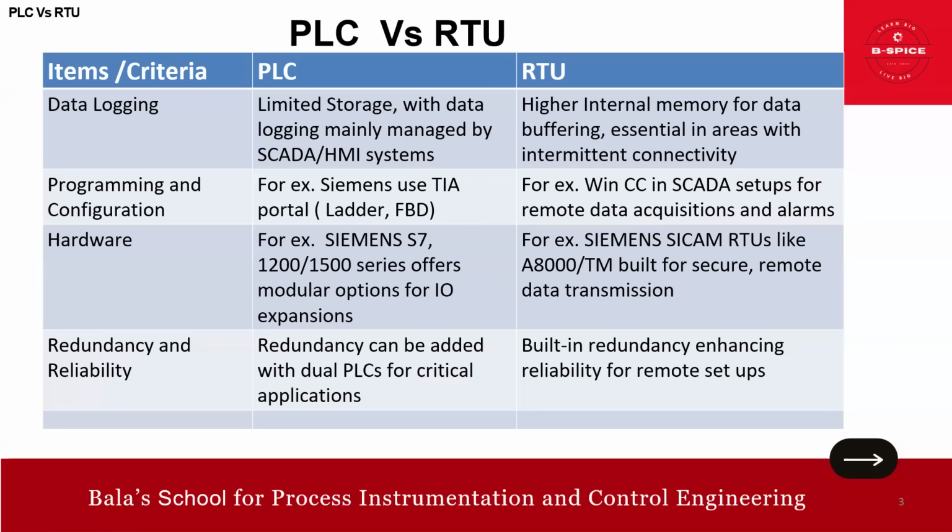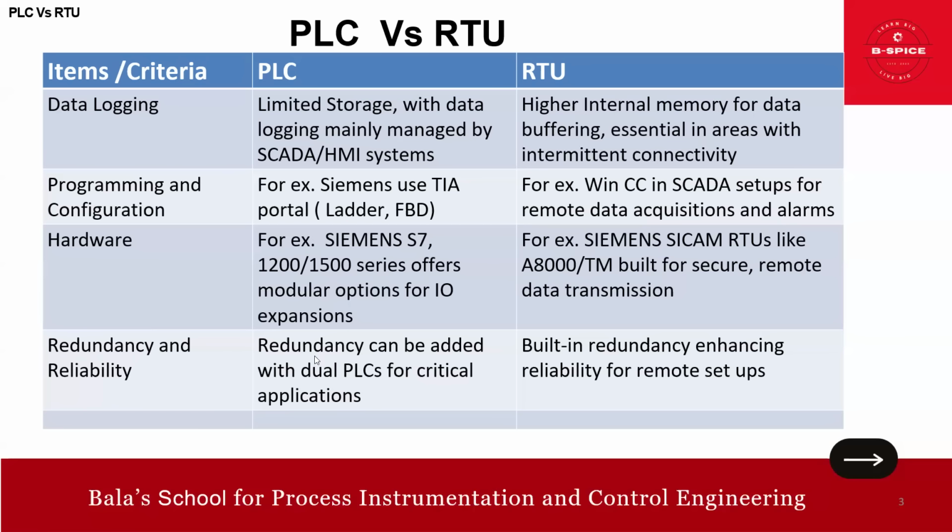Then coming back to the hardware. Siemens S7, you know all these, right? We have the 1200 series and 1500 series, which offer modular options for IO expansion, scalable, right, friends? We also need to see which is redundant. I think the 1200 does not have redundancy. For the Siemens RTU, Siemens calls it SICAM RTU, like the A8000 TM, built for secure remote data transmission. This is just one example, friends, with respect to Siemens.